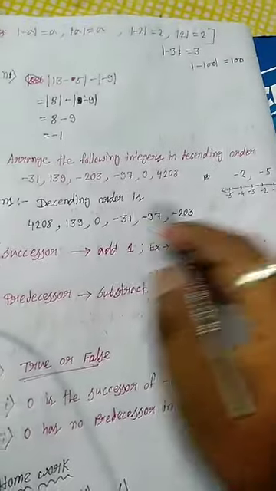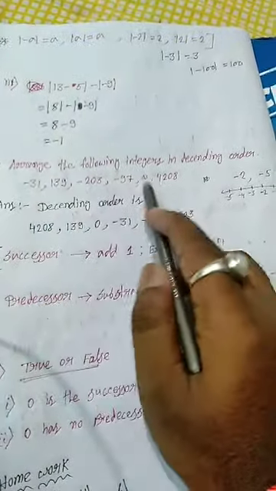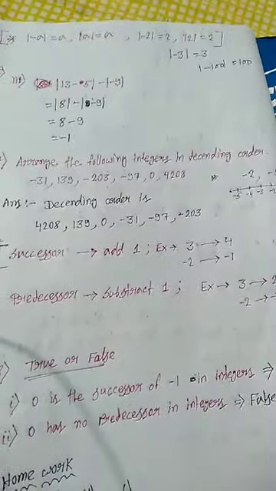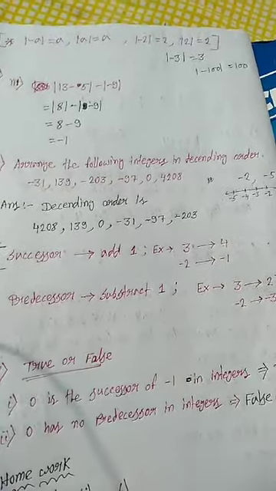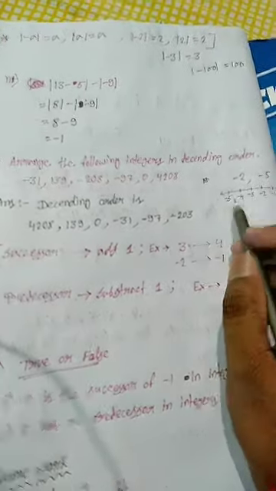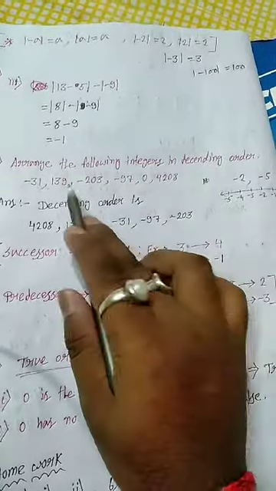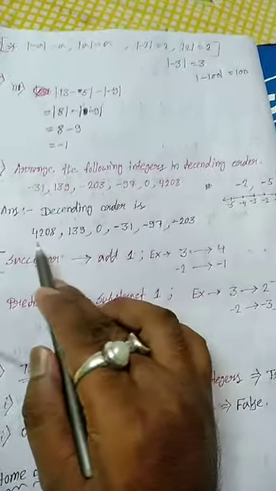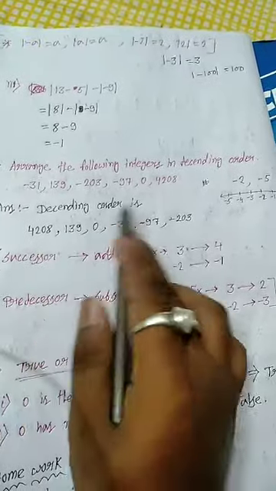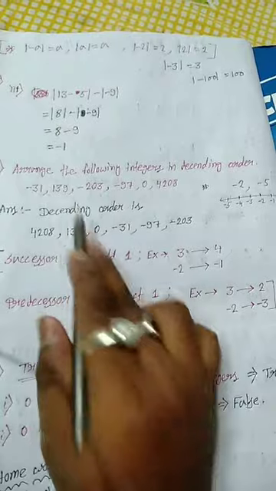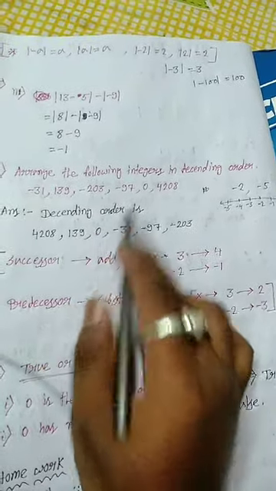Now look at the next problem. Arrange the following integers in descending order. So what is the meaning of descending order? Descending order means bigger to smaller. Now you know which number is bigger among them. This number is much greater than this number, so this number is bigger. So put this number first. Now the next bigger number is 139. Now put this number, then 0.